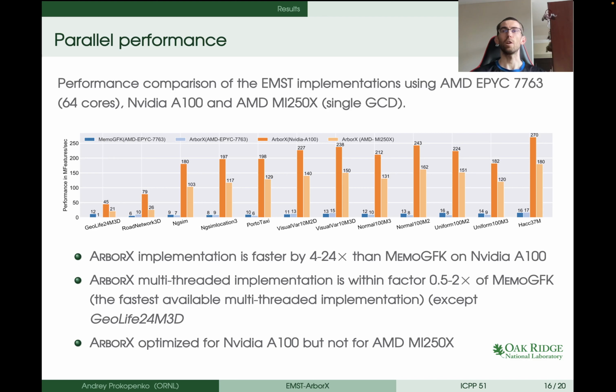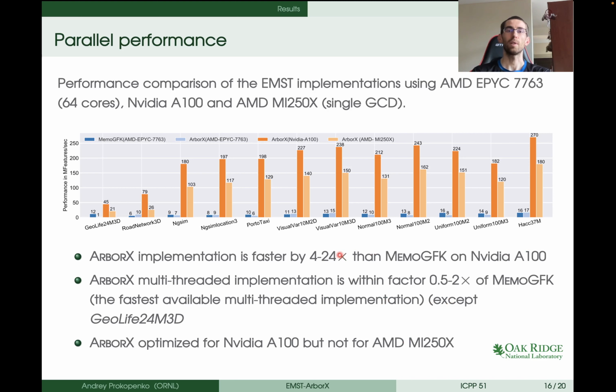With our approach on a variety of hardware, we use AMD EPYC 64 CPU, NVIDIA A100 GPU, and AMD MI250X GPU, of which we only use a single GCD, graphics computing die. The results are as follows. We see that the RBREX implementation is faster by a factor of 4 to 24 than MemoGFK on NVIDIA A100. It is also a factor of 2 to 12 faster on AMD.